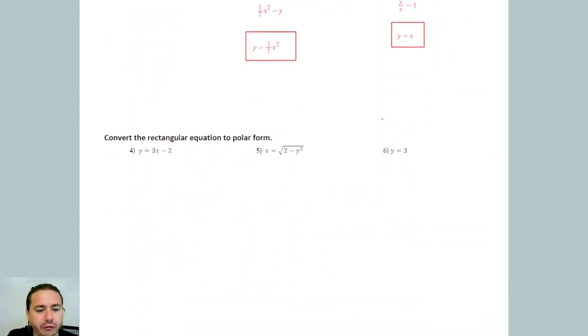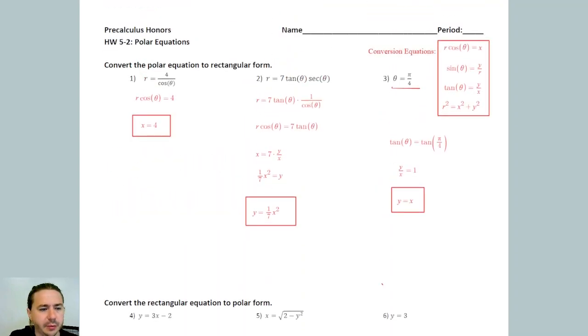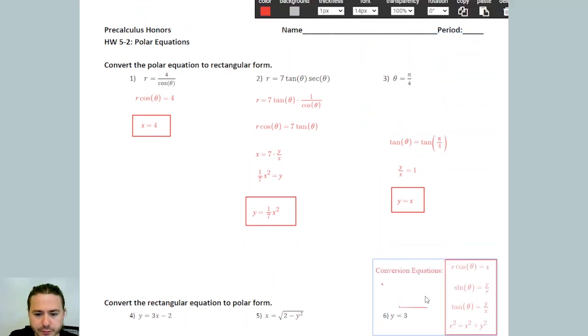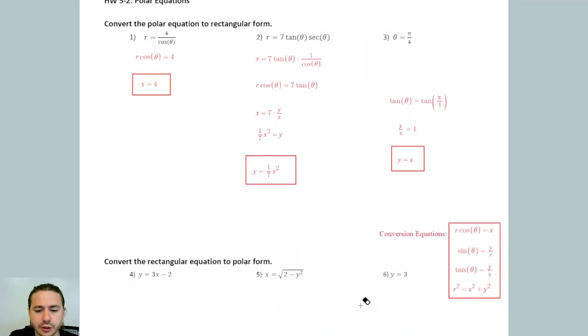So down here we're converting from rectangular to polar form. For this first one, we are just going to do a direct conversion. Let me borrow my conversion equations so I don't have to keep scrolling up. Bring them down here so you can take a look at them.